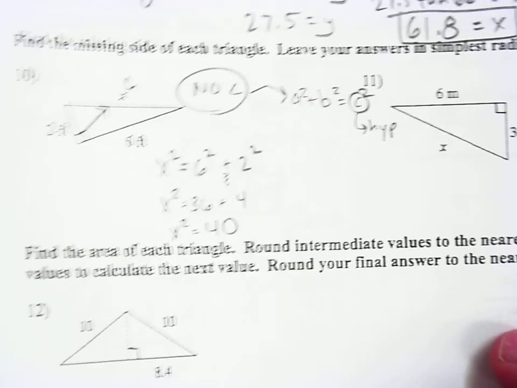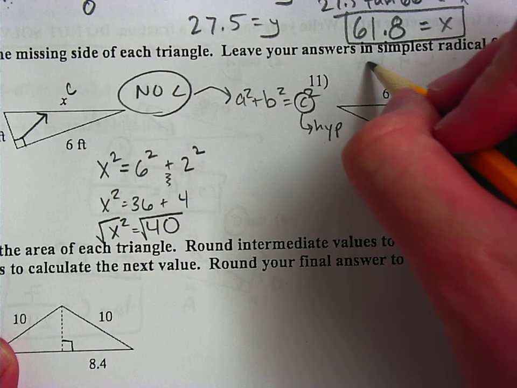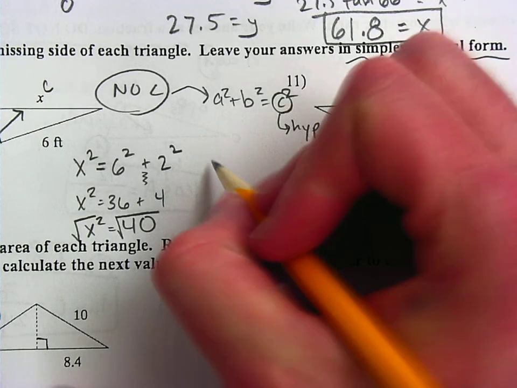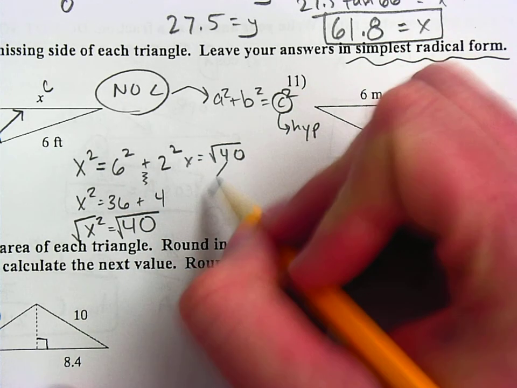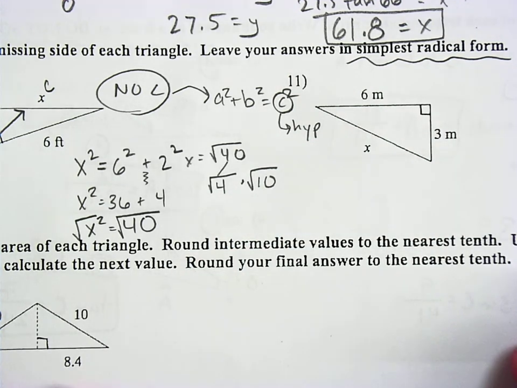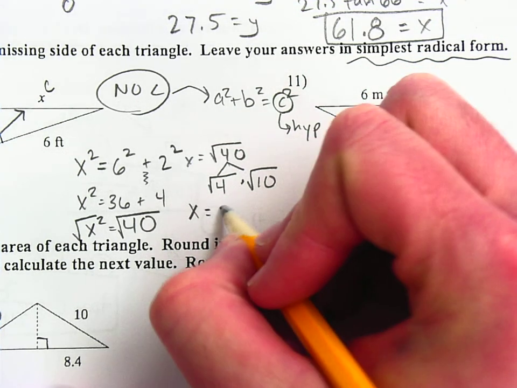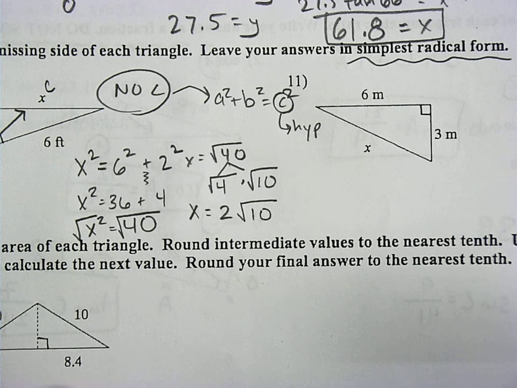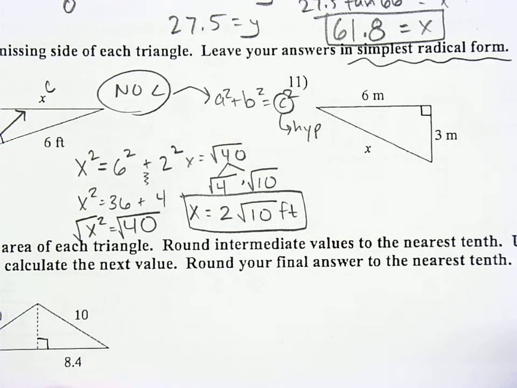Now, in order to get x alone, we need to square root. And notice that our instructions tell us to leave our answer in simplest radical form. So when we do this, we just factor whatever is under the radical. So the square root of 40 is the square root of 4 times the square root of 10. Well, there are no perfect squares in 10, but we know that the square root of 4 is just 2. So we have 2 square roots of 10. And it's a side length with the units feet.